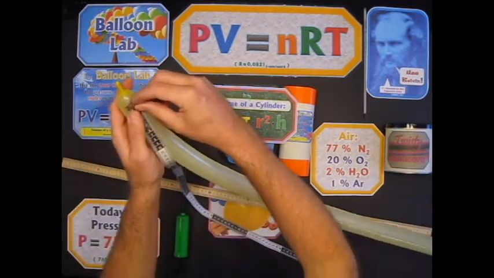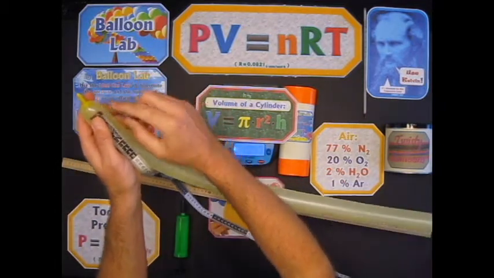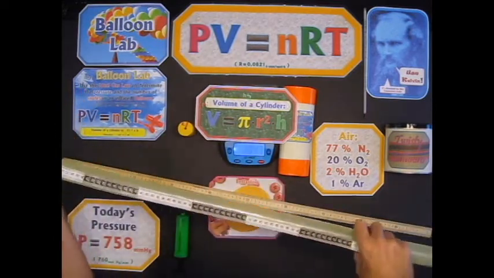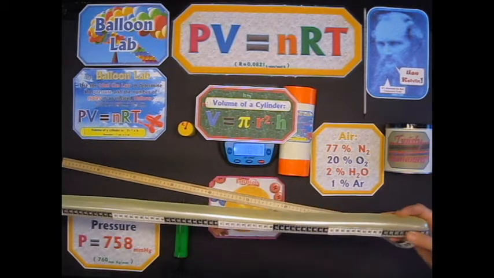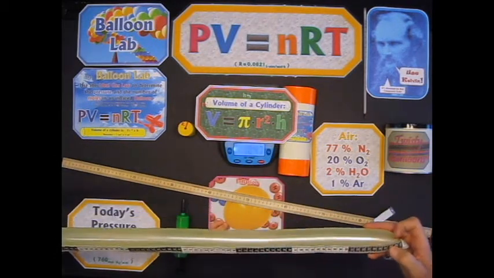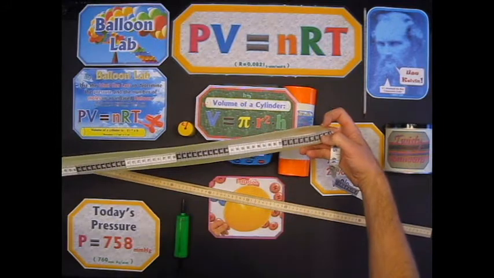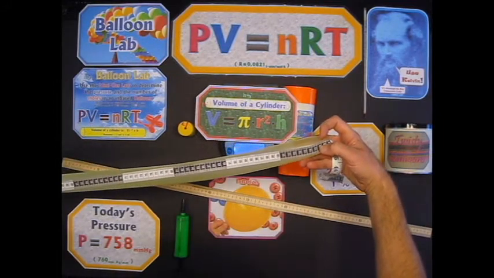Notice how I'm going to measure from just where the curvature stops there. I'm going to straighten out the balloon. Sorry about the noise. And I'm going to get the number of centimeters to about where the curvature stops on the other end. What would you say that is? Right about there.